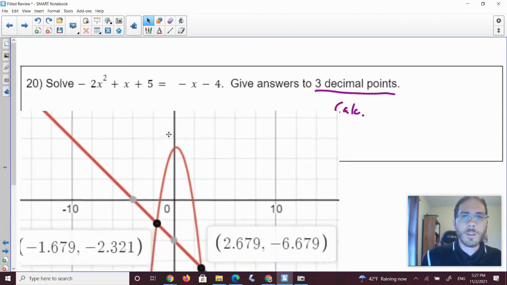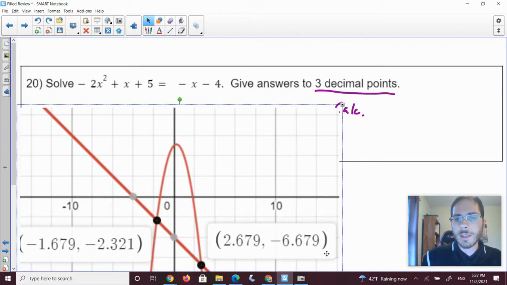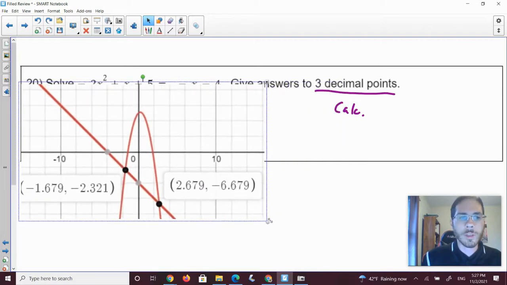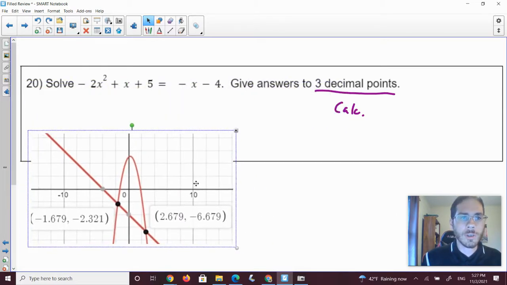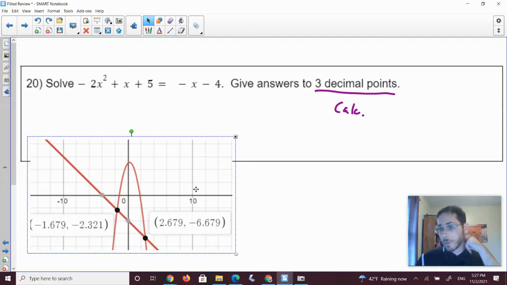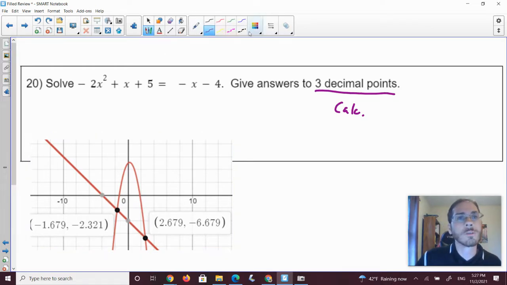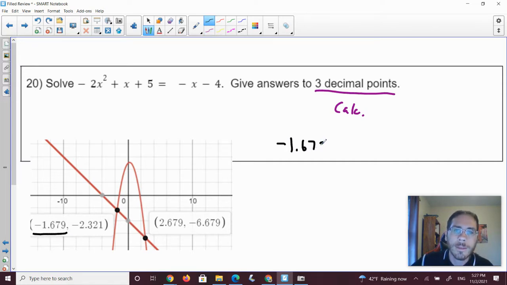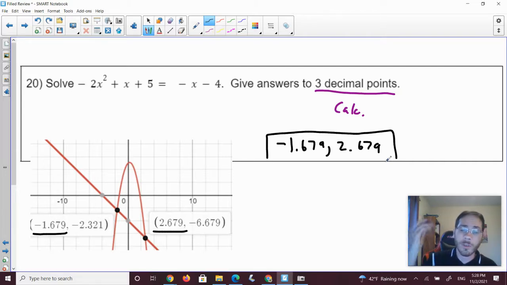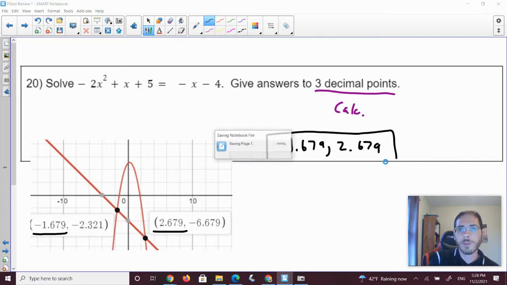And again, since there's no y's in this question, we do not give the y values. We're looking for x values only because it only has x's in the question. So if you give me the coordinate points, it is wrong. Do not give me the coordinate points. The 2 answers are the 2 x values, negative 1.679 and 2.679. That's kind of cool. And that's it. So that's all of them, and we're all set. So that's the end of the Unit 2 test review.